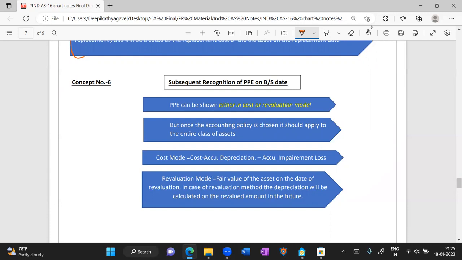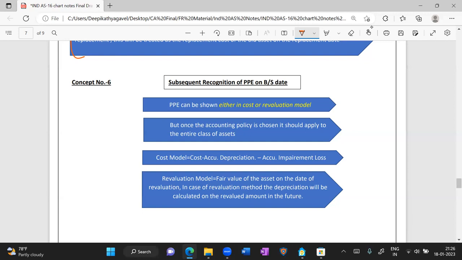What do you mean by class of asset? Class of asset means assets which have a similar nature, right? So the standard says the subsequent recognition can either be on the cost or on the revaluation model, and it is up to you to decide whether you want to go for cost or revaluation. But once the accounting policy is chosen, then that particular accounting policy will apply to the entire class of asset, right?